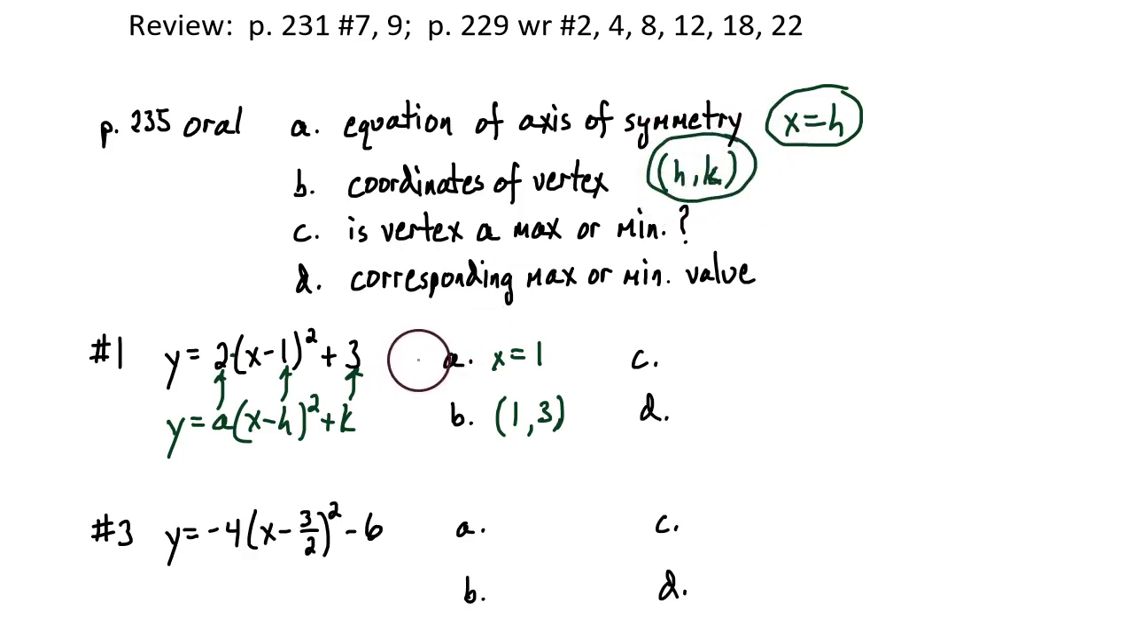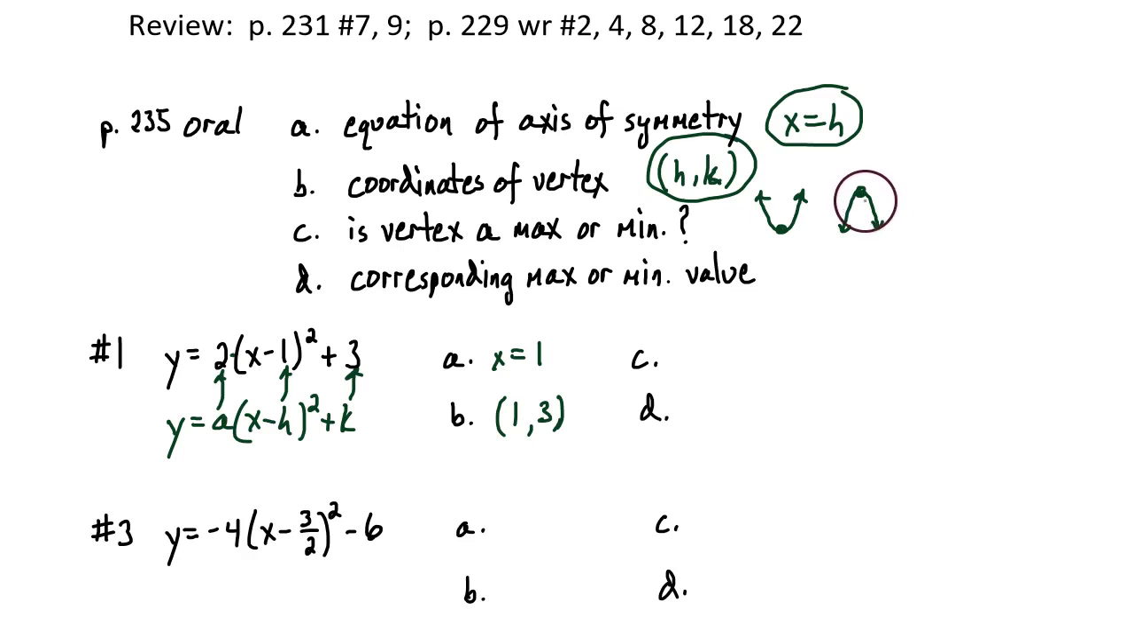Question C, is the vertex a maximum or minimum? What this is about is, does the parabola open upwards like this, in which case the vertex is the minimum dot or lowest dot on the graph, or does the parabola open downwards like this, in which case the vertex dot is the highest point or maximum point on the graph?